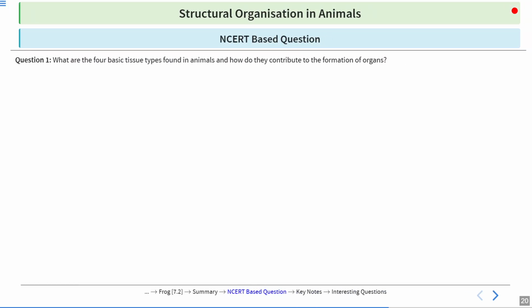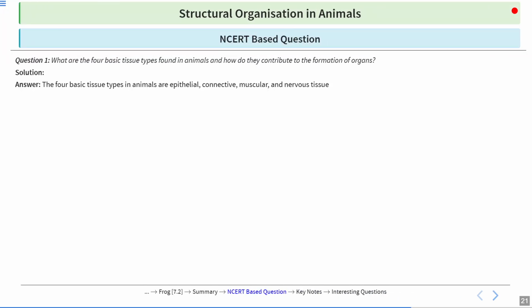Now there will be some NCERT based questions. So the first question is here. Question number 1. What are the 4 basic tissue types found in animals and how do they contribute to the formation of organs? Let us see the answer. This was our question. The four basic types of tissues in animals are epithelial, connective tissue, muscular tissue, and nervous tissue.